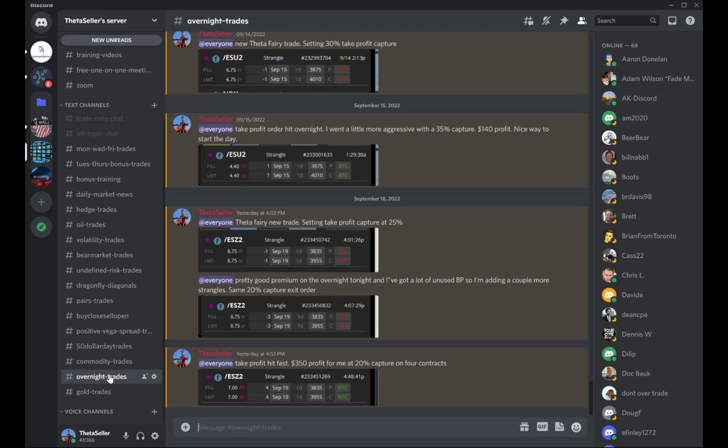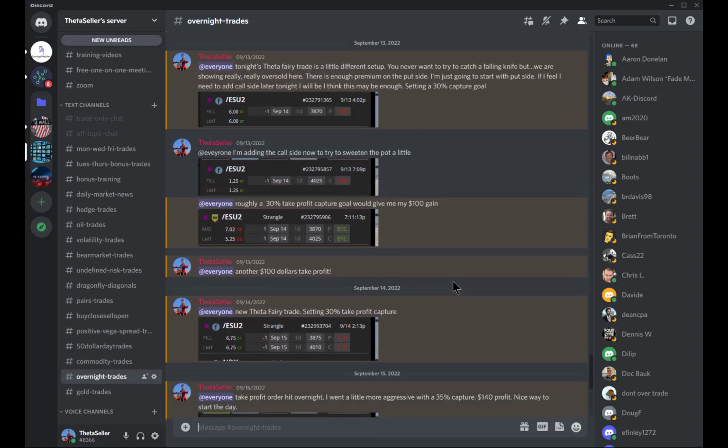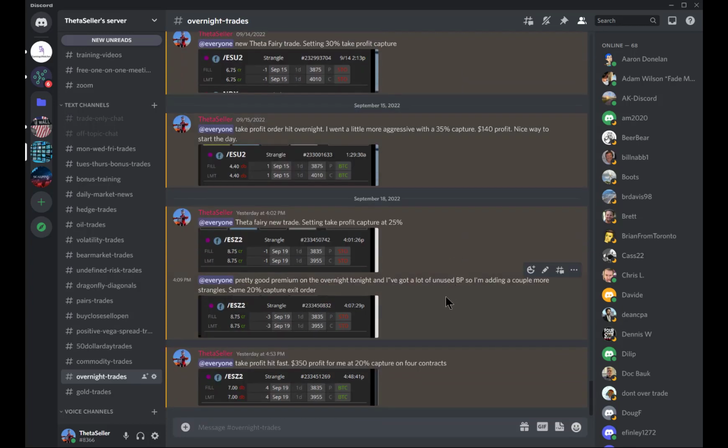Overnight trades. So this is the current darling child of our trading room. We call these theta fairy trades because the idea is that the theta fairy comes and drops $100 under your pillow each night. When you wake up the next morning, you should have $100 of profit sitting underneath your pillow, or at least that's the idea. This has been tremendously successful for us, tremendously successful.